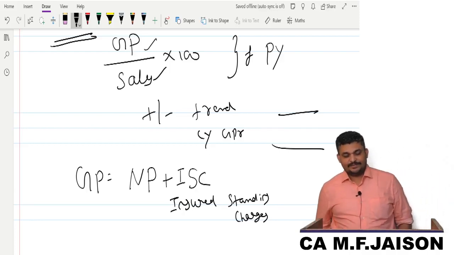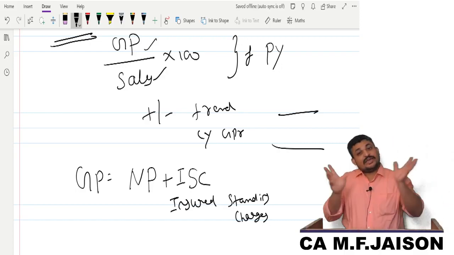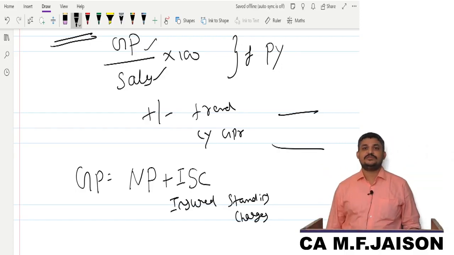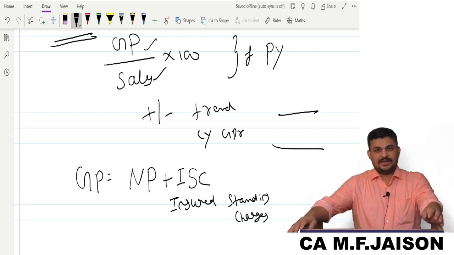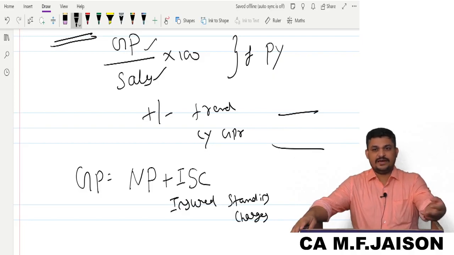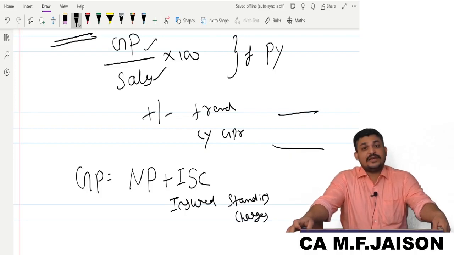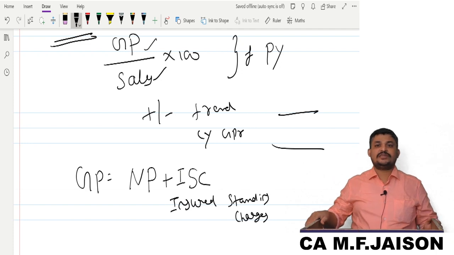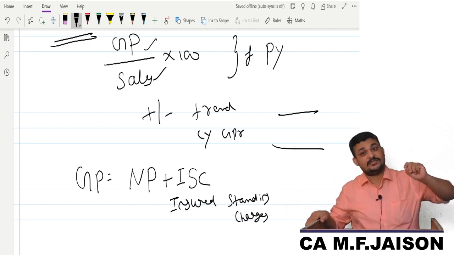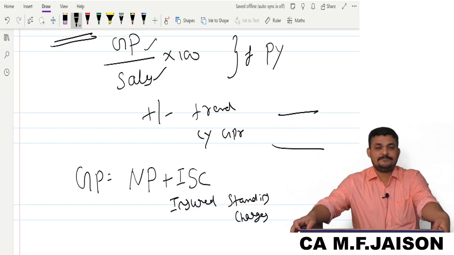So that is how we consider, my dear friends. So it is net profit plus insured standing charges. What does that mean, sir? I understood standing charges, but what do you mean by insured standing charges? Very simple, my dear friends. Standing charges mean fixed expenditure, which the businessman knows. Now it is not necessary that all his fixed expenditure is covered in the policy. So what is insured standing charges? Those standing charges which have been mentioned in the policy and covered by it.